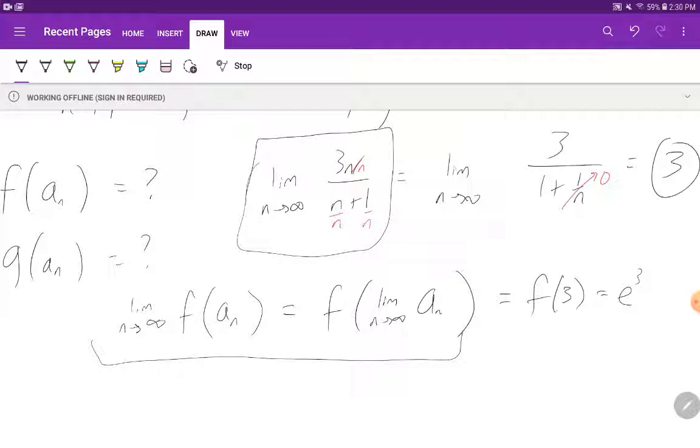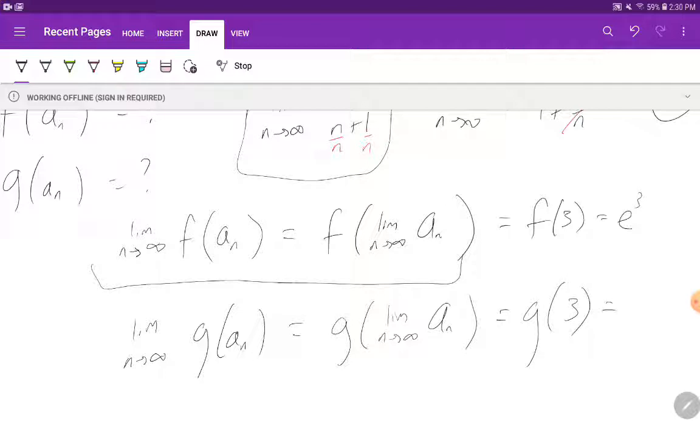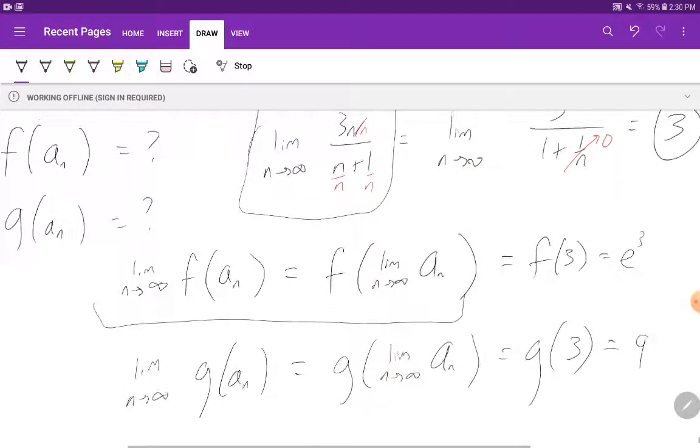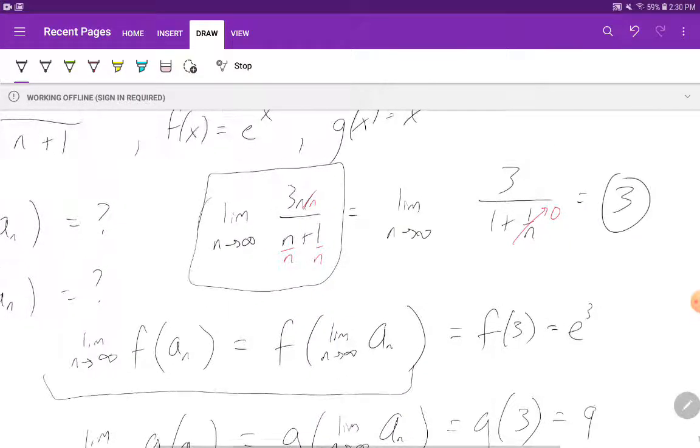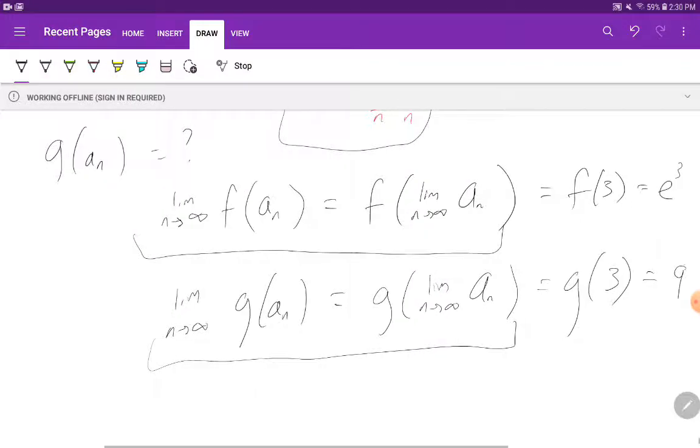And then similarly, if we do the same thing with g of x, we get g of the limit as n goes to infinity of a sub n, and that's the same thing as g of 3, which is 9, x squared, 3 squared, which is 9. All right, so I thought it was a nice little example that tied everything together, right? The stuff with the limits, the stuff with the sequences, using limits to prove convergence or divergence, and then even using the preservation law with limits under function operations, okay?